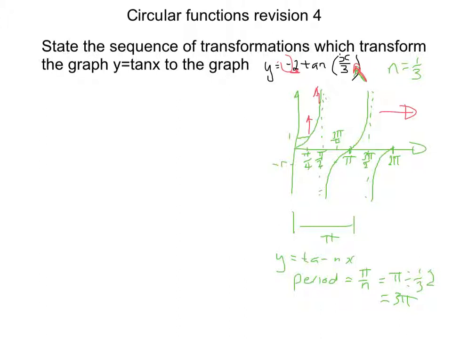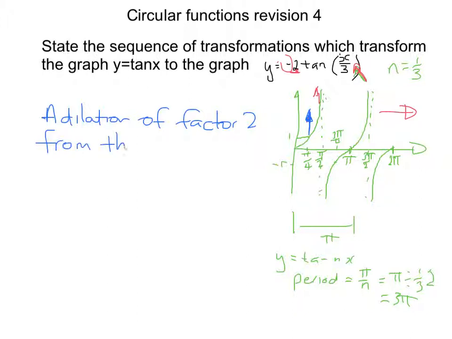So the order that these transformations will happen is that first we look at our dilation from the x-axis, so the stretching away from the x-axis or in the direction of y. So we're going to have a dilation of factor 2 from the x-axis, or that could have been in the direction of y. There's another way of writing it. So that deals with this 2 here first.